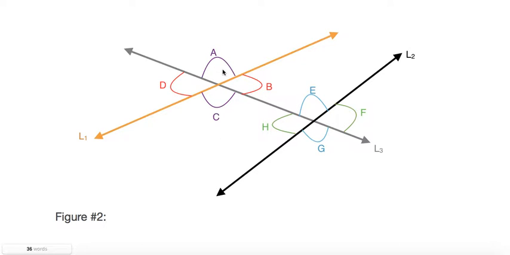Again, we can use our understanding of linear pairs. These are angles that are adjacent to each other, so that's an easy way to remember it. And for L1, this orange line, A and D are linear pairs, as well as B and C, and each pair will sum to 180 degrees. And if we combine all four angles again, they will equal a measure of 360 degrees, which is the measure of a circle.